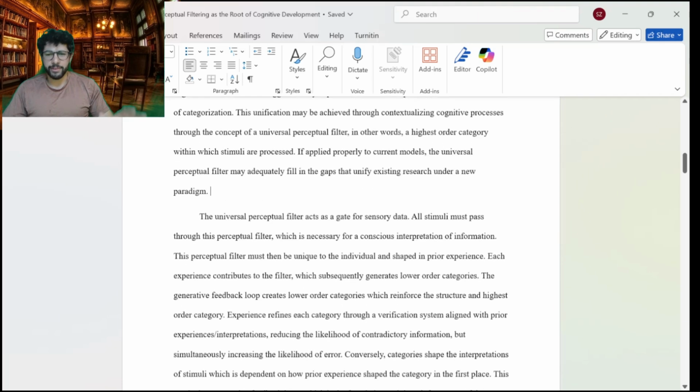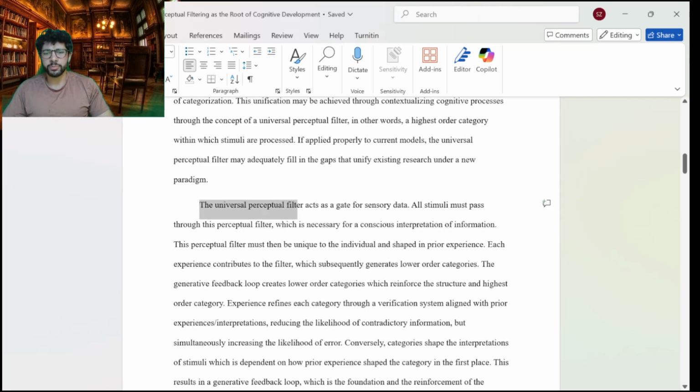All right. Anyway, so the universal perceptual filter acts as a gate for sensory data. All stimuli must pass through this perceptual filter, which is necessary for a conscious interpretation of information. Now, this kind of leads me into what I want to talk about in the next paper that I'm going to write, which is information processing, another aspect of cognitive psychology that I want to break down and fit under construction of reality.